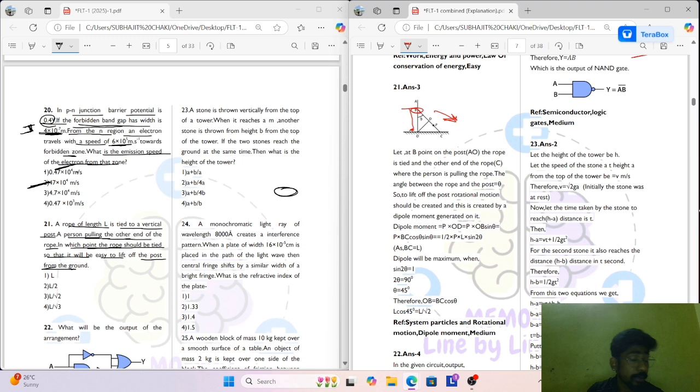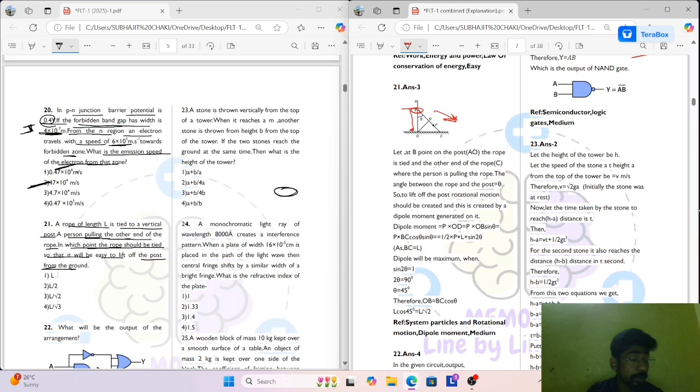If this is theta, this is our perpendicular, this is our base, and this is our hypotenuse. That means OB equals BC cos theta, because OB by BC, base by hypotenuse, equals cos theta. That means OB will be equal to BC cos theta.